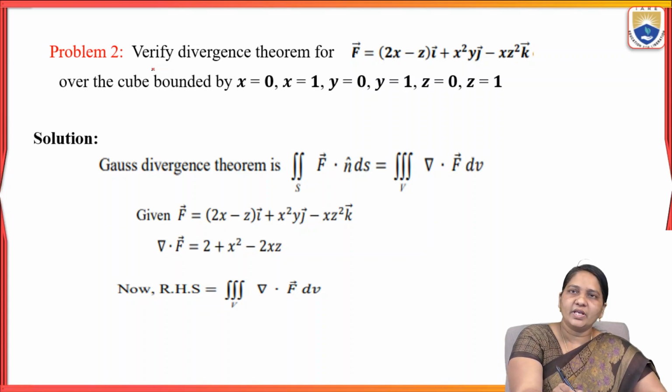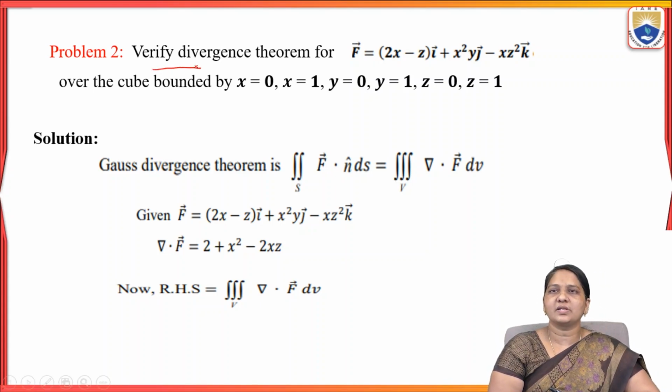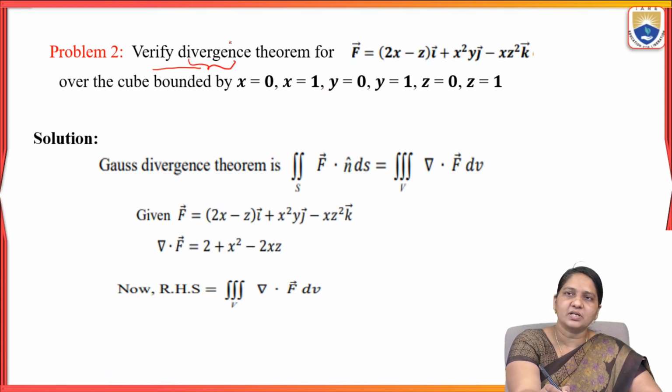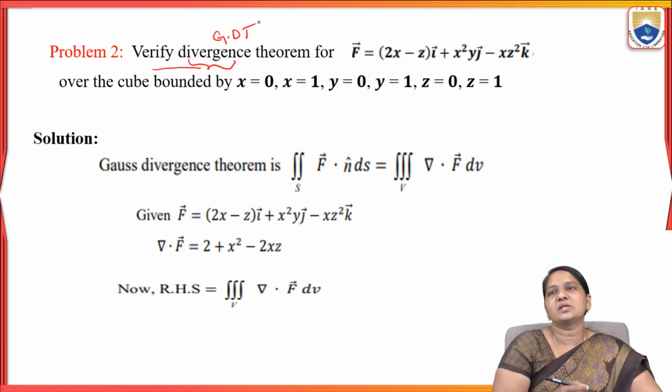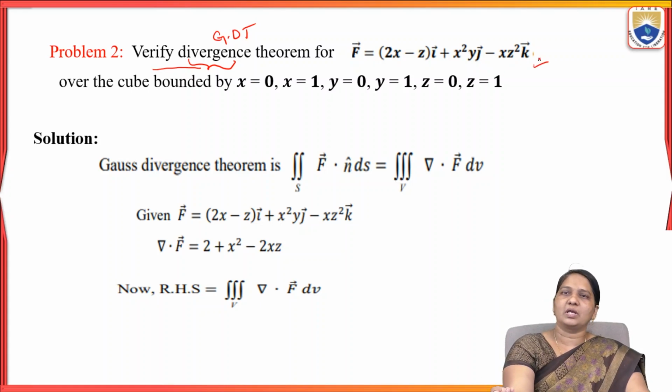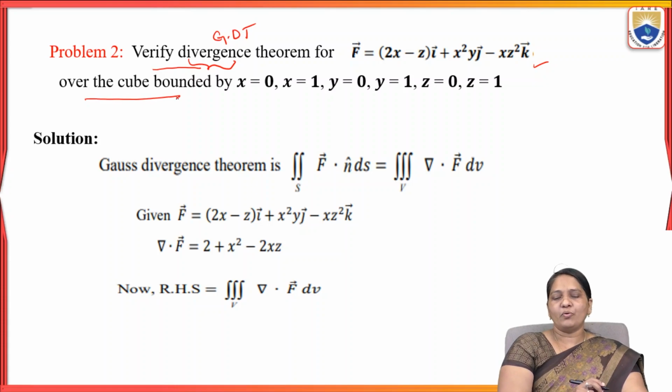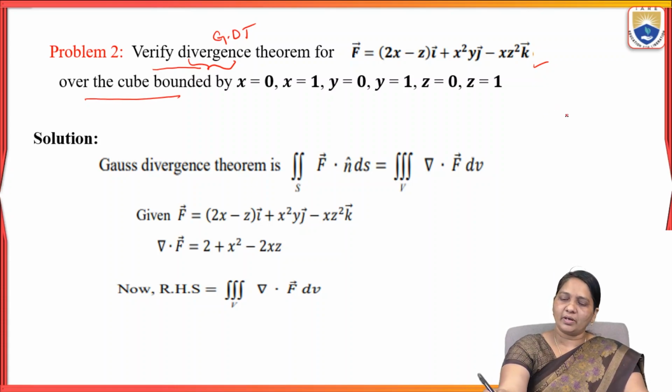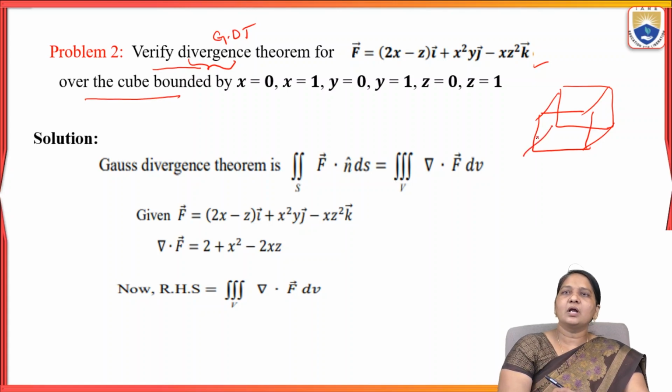Here also we have to verify the Gauss Divergence Theorem. If they are asking for the Divergence Theorem, that is the Gauss Divergence Theorem only, for F equals 2x minus j into i plus x square y into j minus x z square into k over the cube. Bounded by a cube means, unlike before where we took a rectangular parallelepiped, all faces are equal. So here the x limits are x equal to 0 to 1, y equal to 0 to 1, and z equal to 0 to 1.